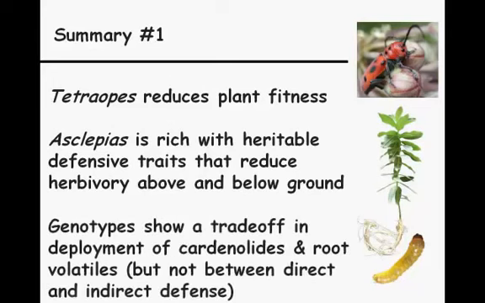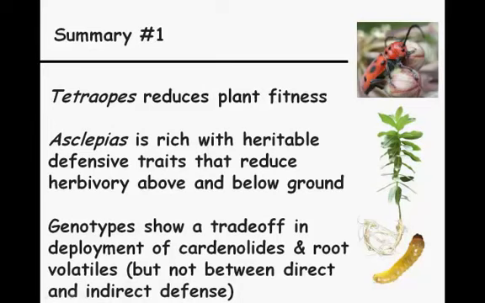And lastly, genotypes show a trade-off in the deployment of cardinalides and root volatiles, but not between these 2 different strategies. So if the cardinalides are the direct defense in terms of poisoning the herbivore and the volatile organic compounds are indirect defense in terms of attracting in the natural enemies, those 2 strategies themselves do not trade off across genotypes. But the deployment of each of those does show that negative relationship.